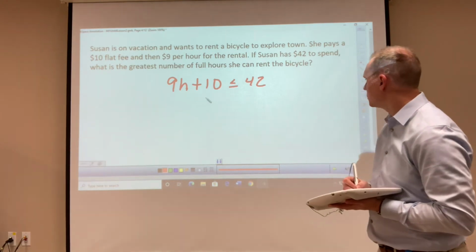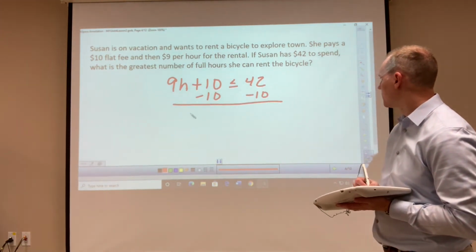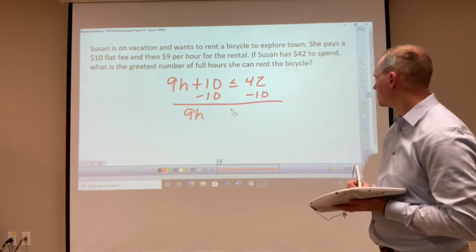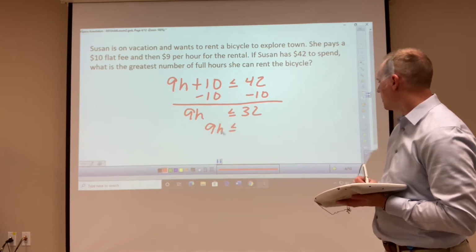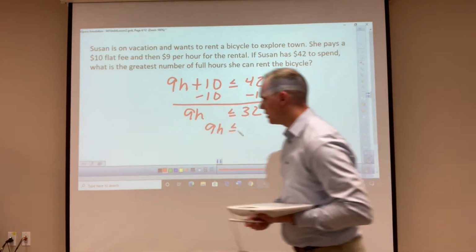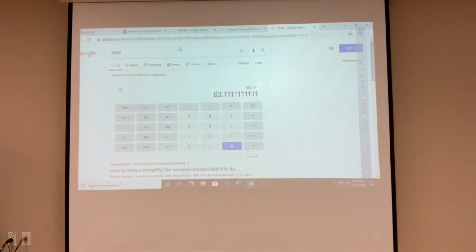So the first thing we want to do is subtract 10 on both sides. We have 9h is less than or equal to 32. So h is less than or equal to, let's see, divided by 9 here, a little bit over 3. 32 divided by 9 should be 3 and 5/9.